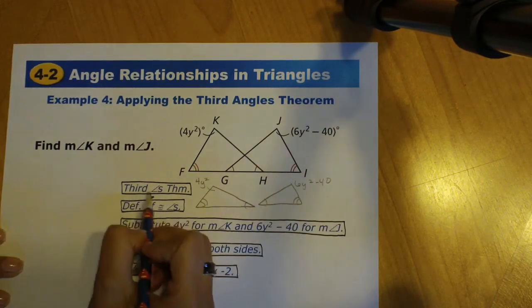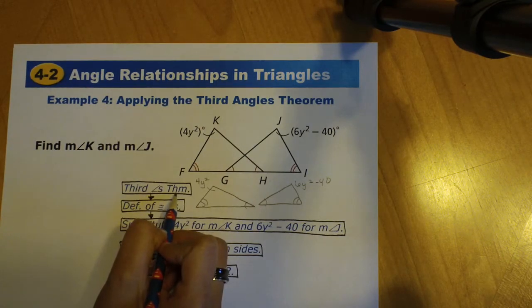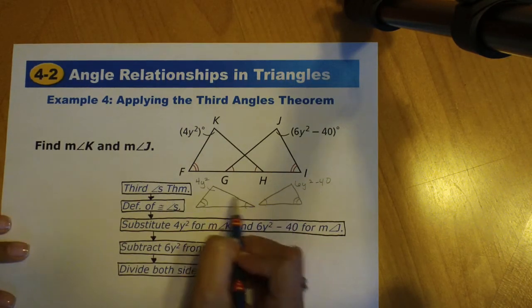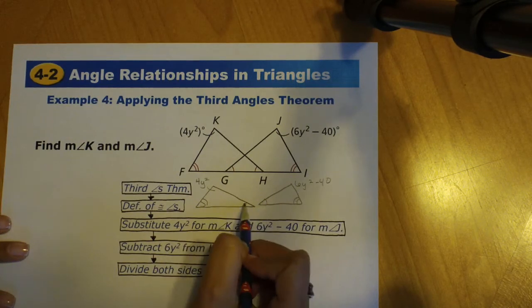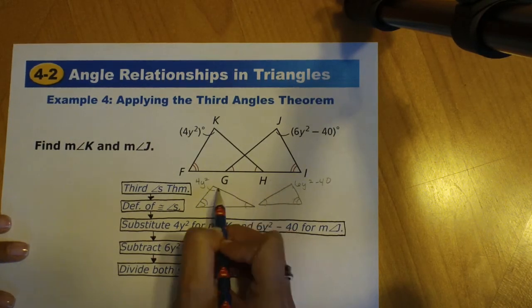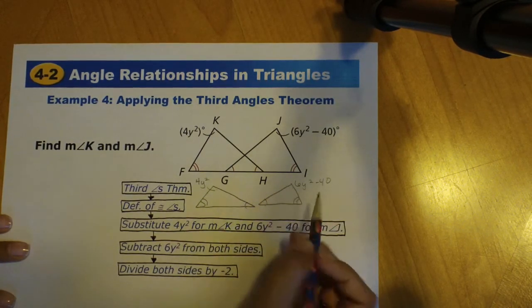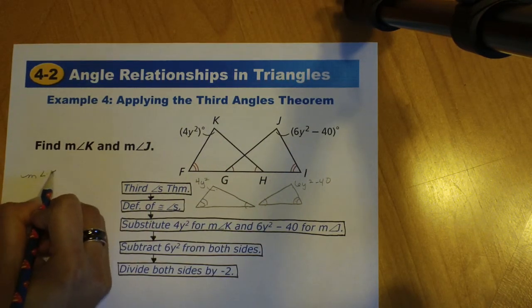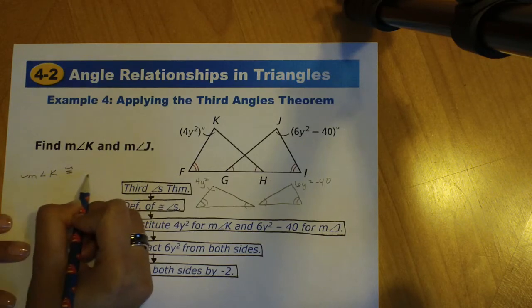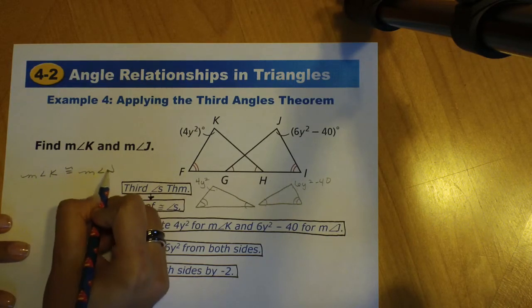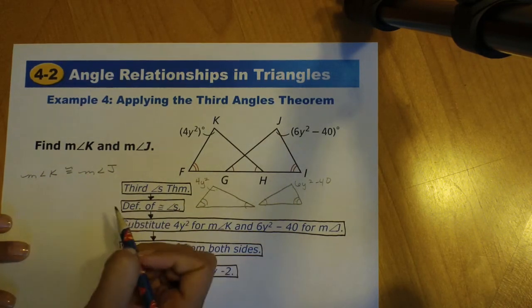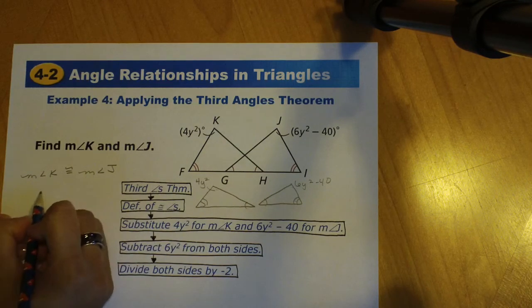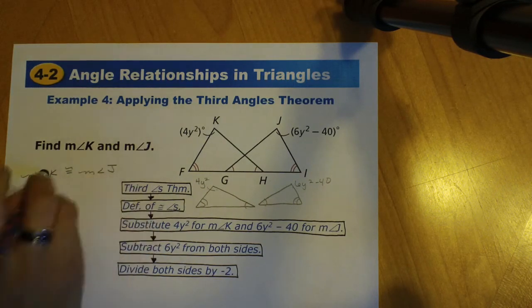So I'm going to use the third angles theorem, which tells me that if these two angles are congruent and these two angles are congruent, then these third angles must also be congruent. So that means that angle K should be congruent to angle J. And then I'm going to fill in those values. Oh, I said measure, didn't I? That's equal.